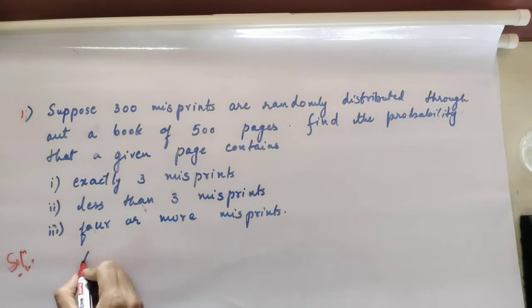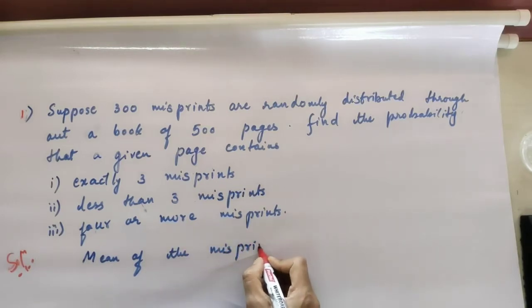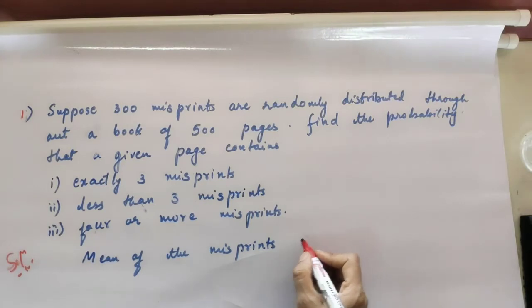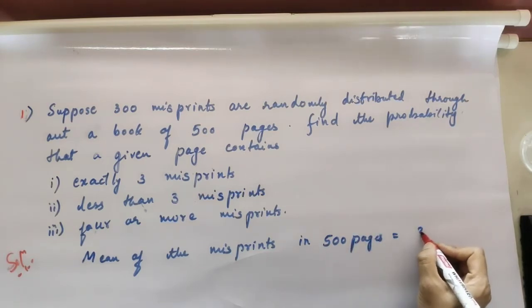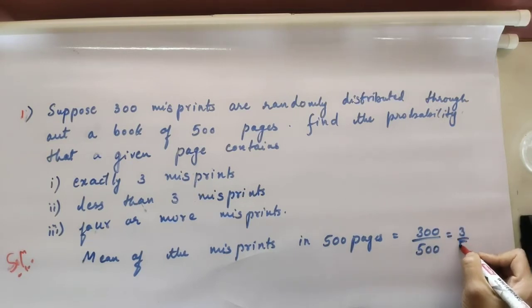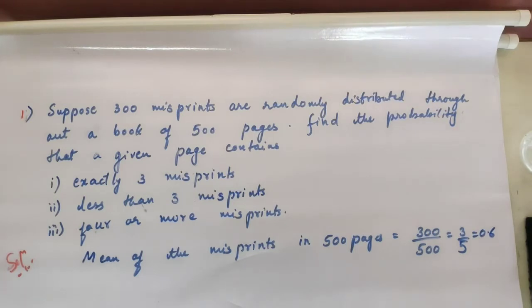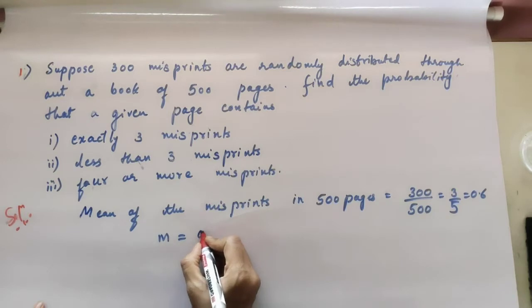So the mean of the misprints, I'll write the solution. Mean of the misprints in 500 pages is equal to 300 divided by 500, which is 3 by 5 or 0.6. That mean is denoted by small m. I hope you remember Poisson's distribution. We take that m as 0.6.